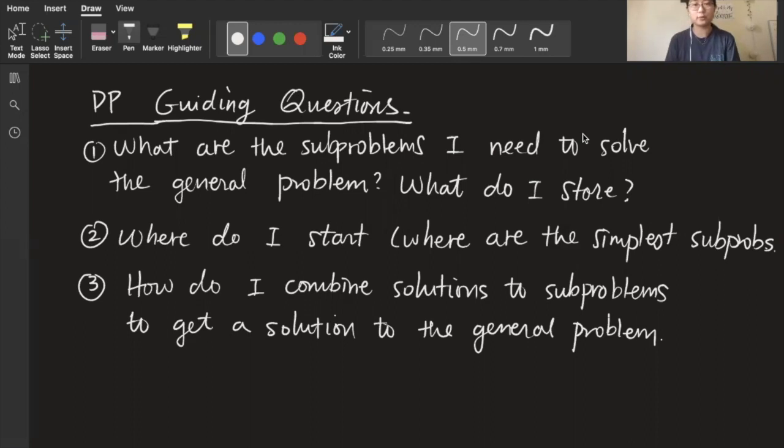So the first thing is, what are the subproblems I need to solve the general problem? And something related to that is, what kind of information do I need to store for the subproblems? The second is, once I've identified all the subproblems, where do I start? What are the simplest subproblems that we can calculate first? And the last question is, after I have all the solutions to those subproblems, how do I combine them to get a solution to the general problem? Okay, awesome. With these questions, we'll end mini lecture here.